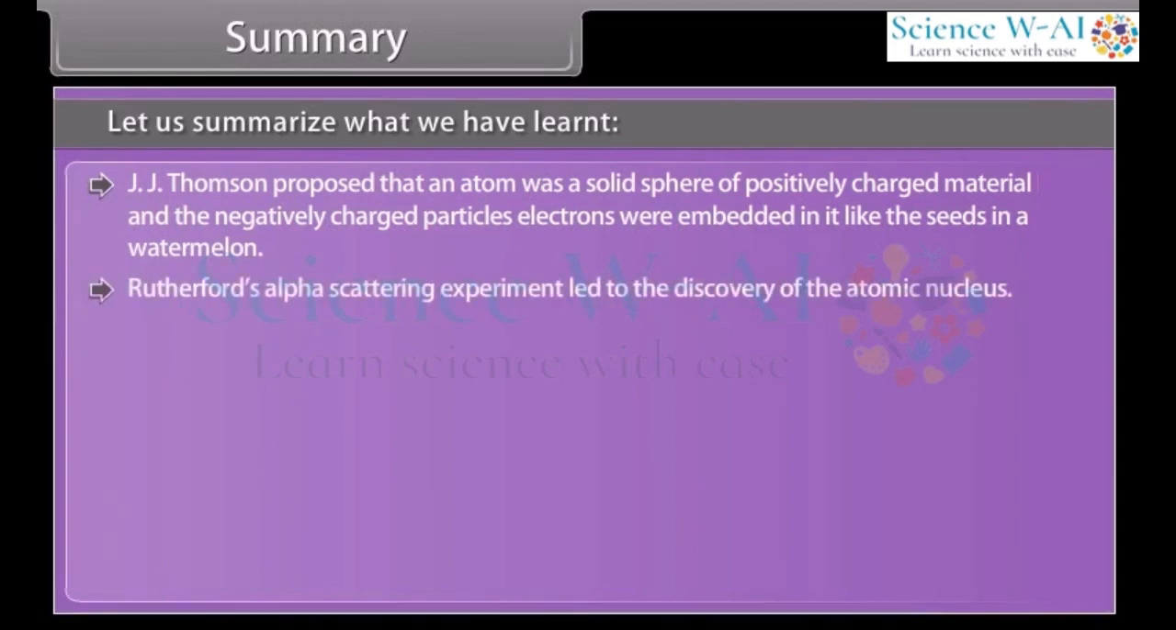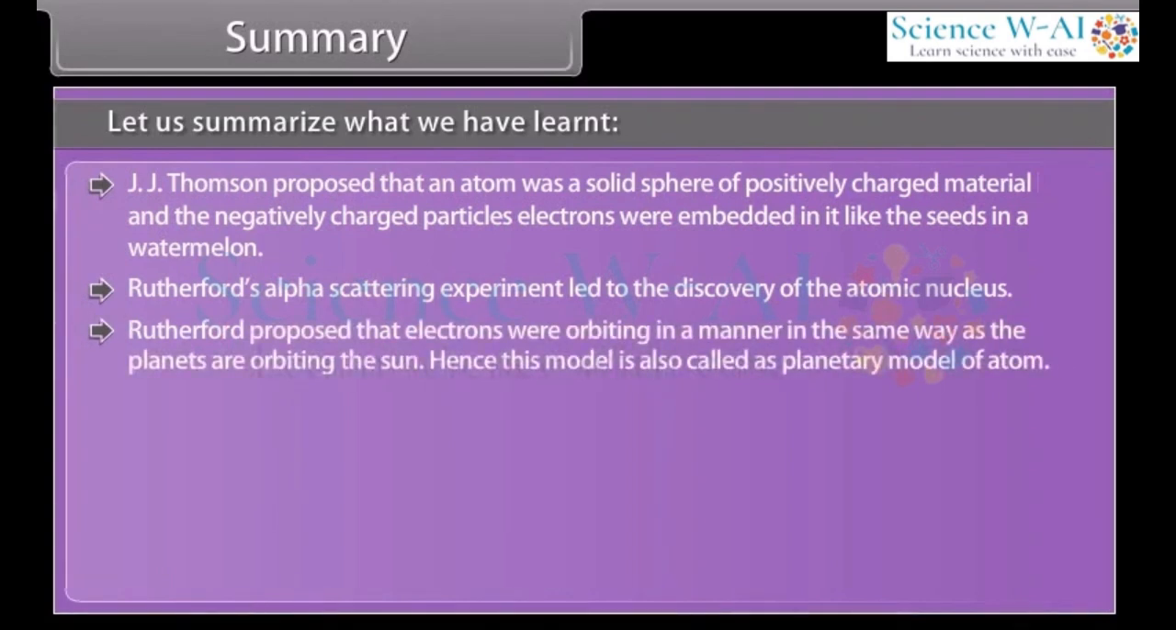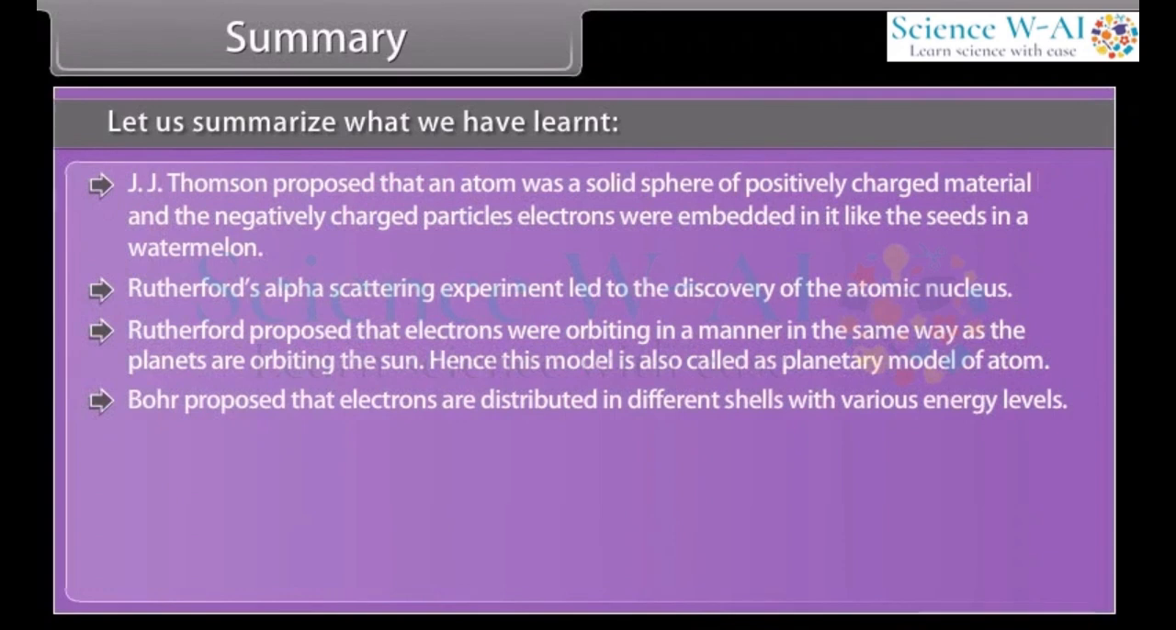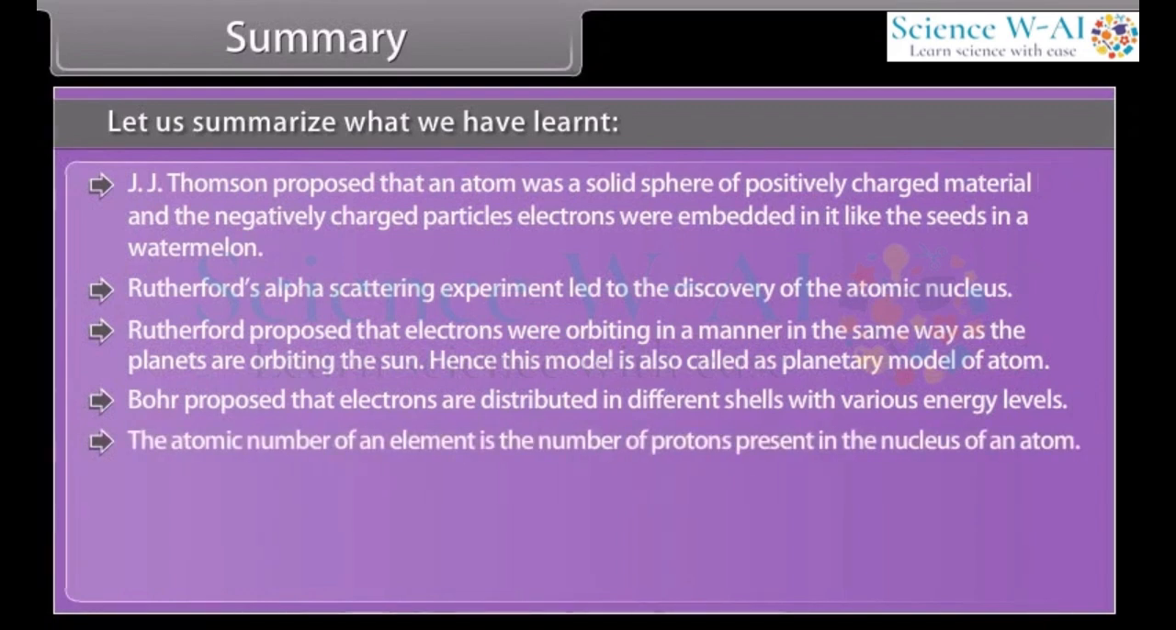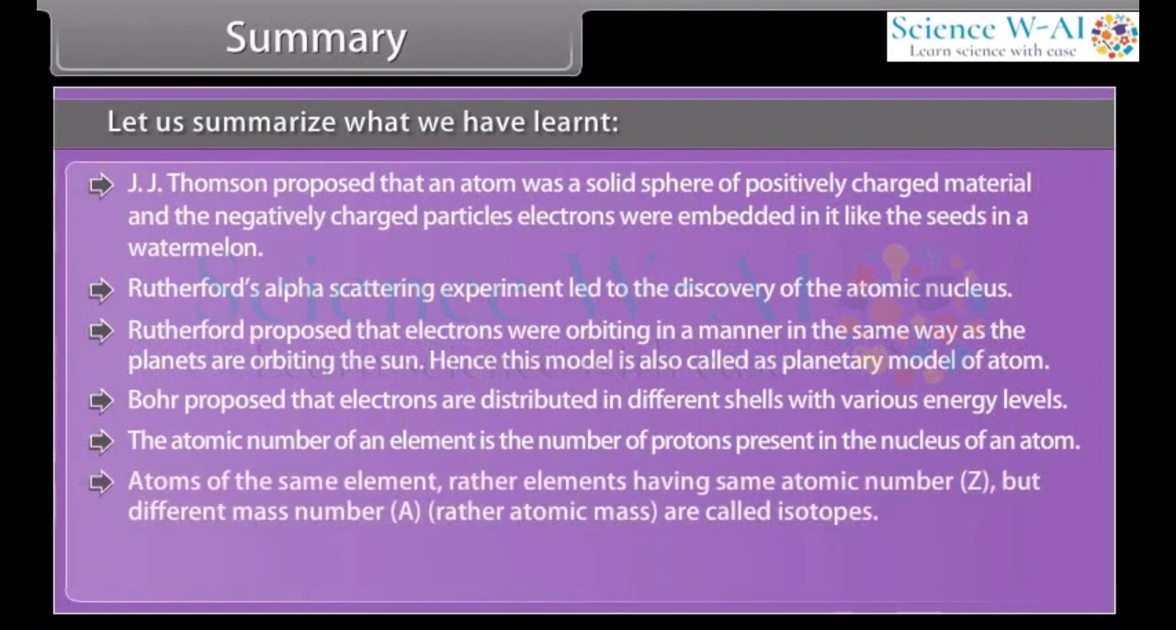Rutherford's alpha scattering experiment led to the discovery of the atomic nucleus. Rutherford proposed that electrons were orbiting in the same way as the planets orbit the Sun. Hence, this model is also called the planetary model of the atom. Bohr proposed that electrons are distributed in different shells with various energy levels. The atomic number of an element is the number of protons present in the nucleus of an atom. Atoms of the same element, or rather elements having the same atomic number Z but different mass number A, or rather atomic mass, are called isotopes.